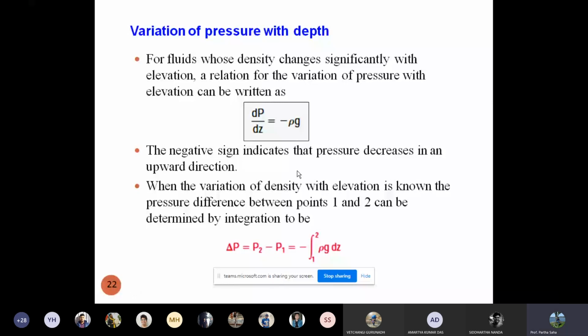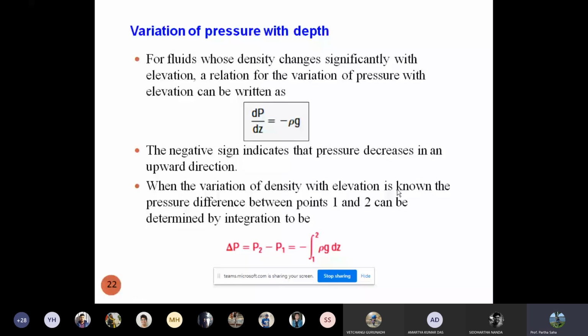Also, the pressure variation can be given by delta P, P2 minus P1. Just take the integration: take the dz to this side and integrate between 1 and 2, rho g dz, over the two different heights. You can calculate the pressure difference. The negative sign comes again because P1 is greater than P2. As you move up from sea level, where pressure is high, the pressure decreases. That's why the negative sign comes.